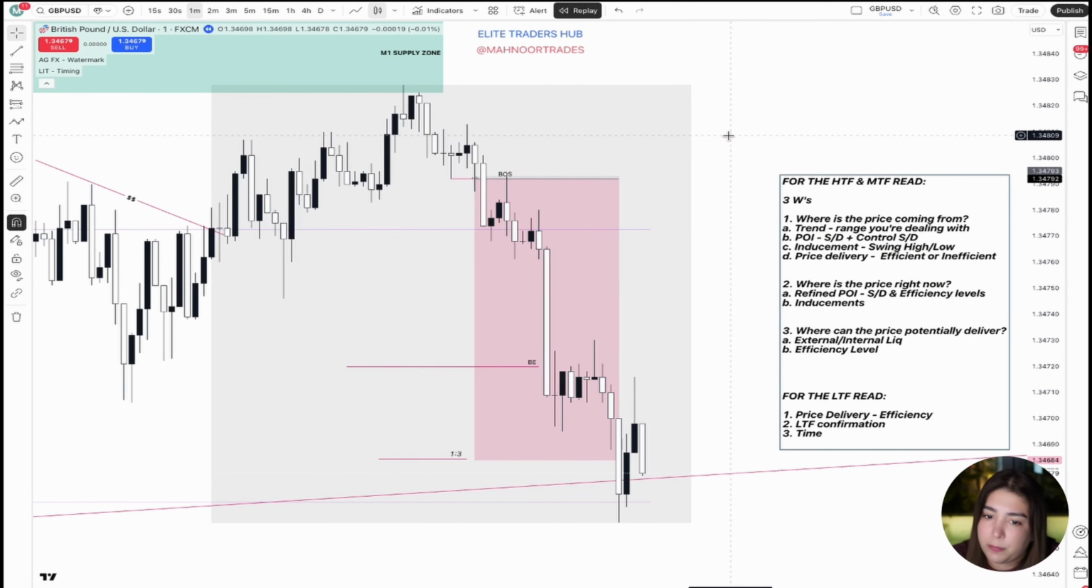1 to 3 with 1% risk on any capital, to be honest, 10k as well. It can give you a really good reward if you're consistent, you're disciplined, you're following your plan, and it has a good return on investment.